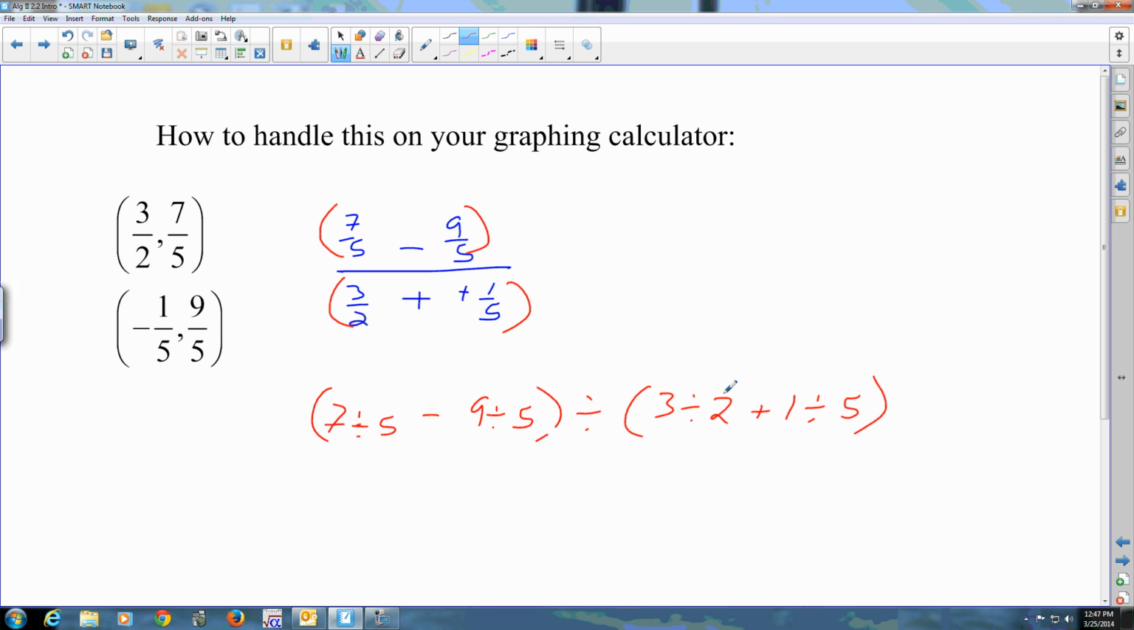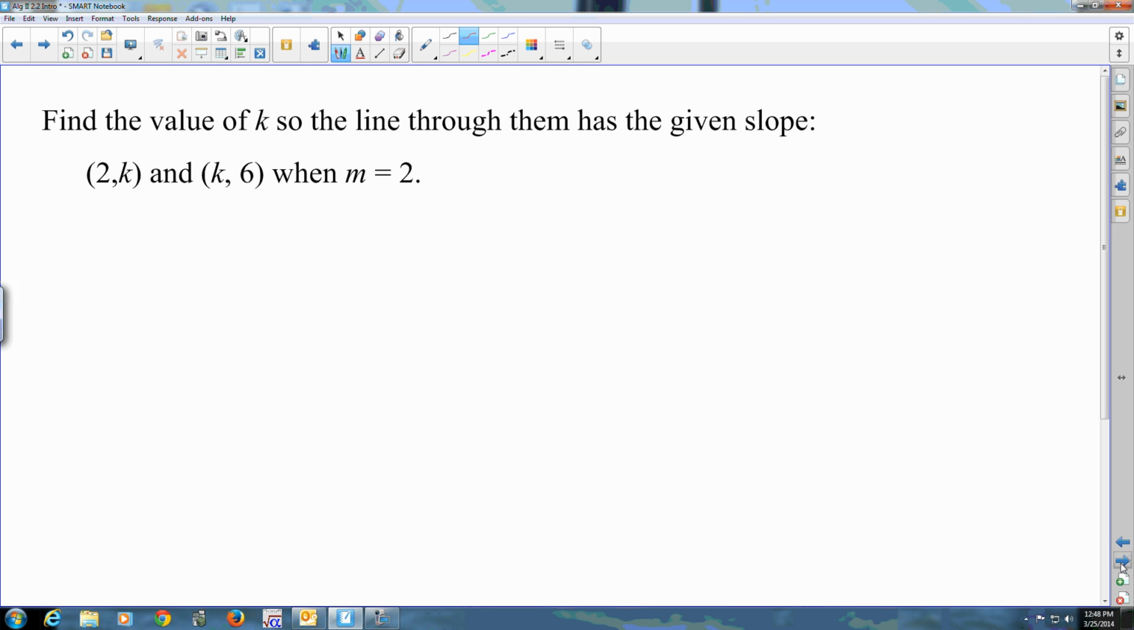Now, it's going to give you a decimal, so then you hit math, and then enter, enter. Hit enter twice, and it will give you a fraction. Okay? So the calculator can handle that for you. No need to get common denominators and go crazy doing all that stuff. Just type it right in your calculator.